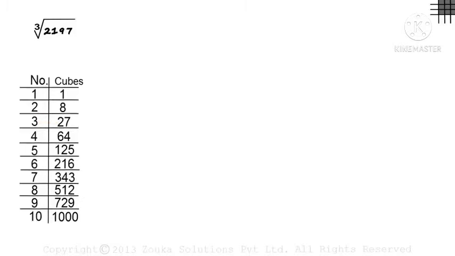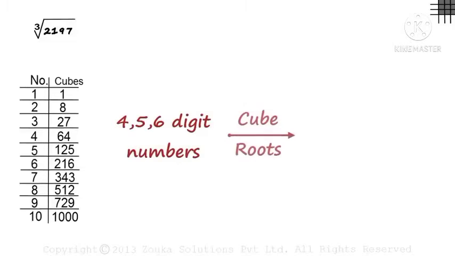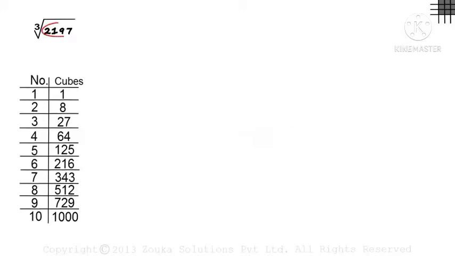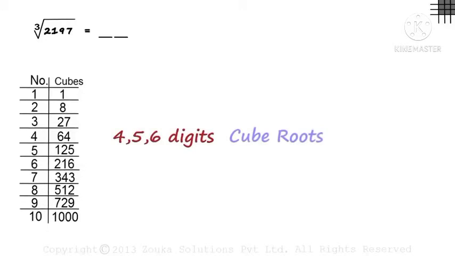Second, we should know that for 4, 5, and 6 digit numbers, their cube roots will always be 2 digits long. Since 2197 has 4 digits, its cube root will also be 2 digits long. That's it. Only these 2 things. Cubes of numbers from 1 to 10 and the fact that large numbers which are 4, 5 or 6 digits long will have cube roots which are exactly 2 digits long.